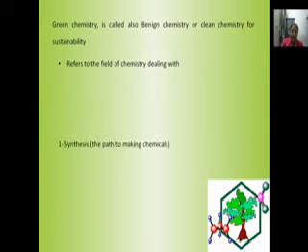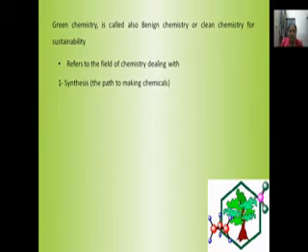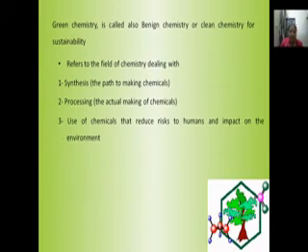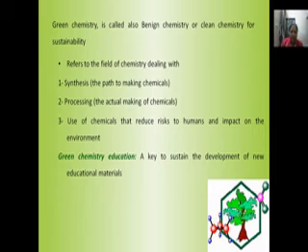Green chemistry is also called benign chemistry or clean chemistry for sustainability. It refers to the field of chemistry dealing with synthesis, the path to make chemicals, processing, the actual making of chemicals, and use of chemicals that reduce risk to humans and impact on the environment. Green chemistry education is a key to sustain the development of new educational materials.